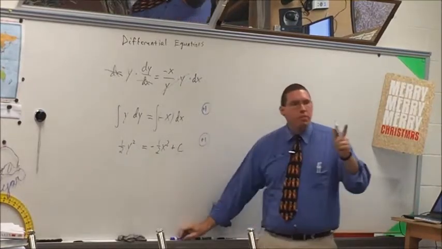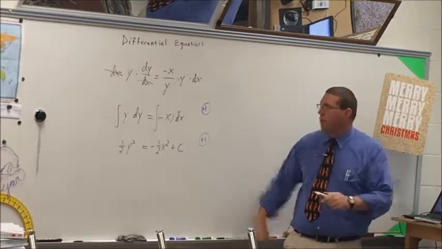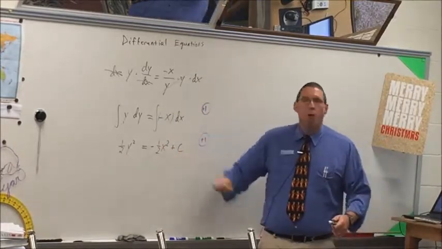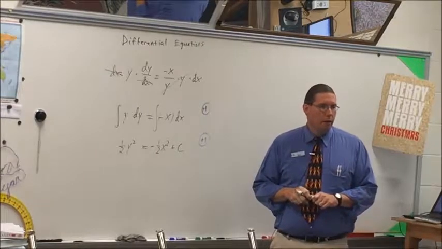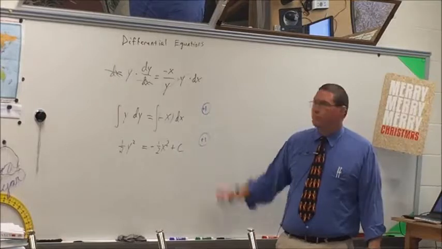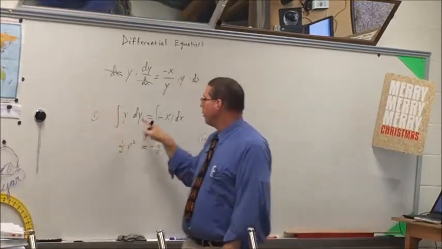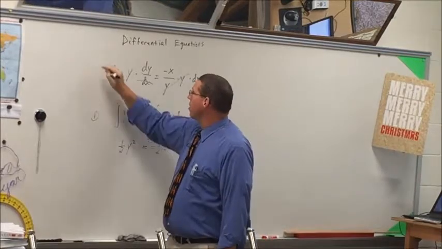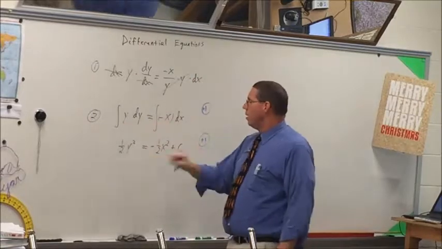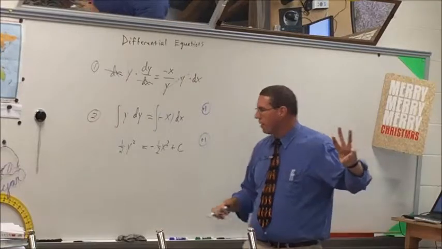Now, sometimes on the AP exam, they will give you 1 point for both of these steps. So it is important to try and do both of them if you're thinking I'm not going to be able to finish the whole thing, you can still get some points just by doing part of the steps. Okay? So that's step 2. Step 1 is separate the variables. Step 2 is integrate both sides.